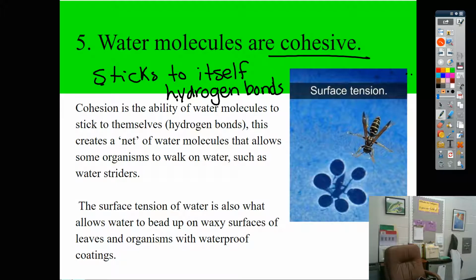This is what creates what we call surface tension. You ever seen a bug walking on water? It's not strong enough to break the hydrogen bonds, so it can walk on water. All right? So surface tension is also what causes you to belly flop, because those hydrogen bonds make like a solid surface.